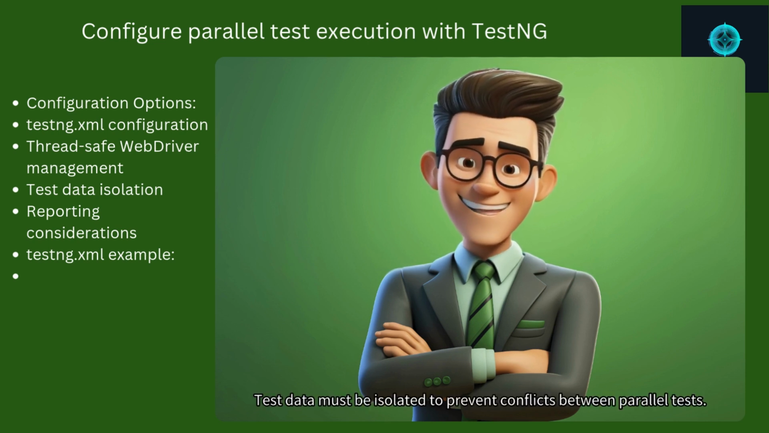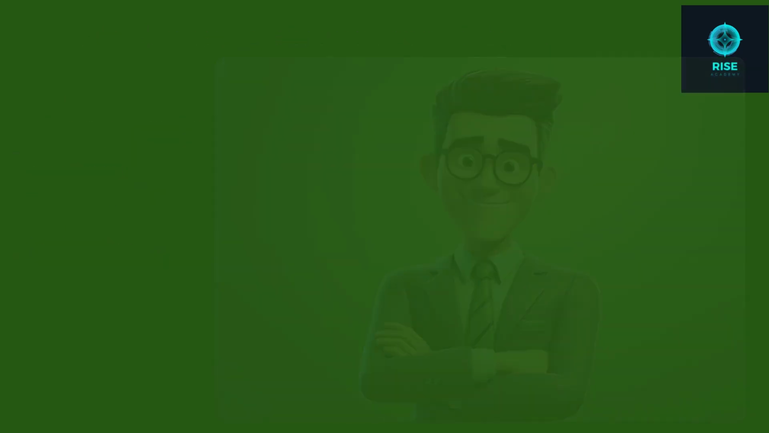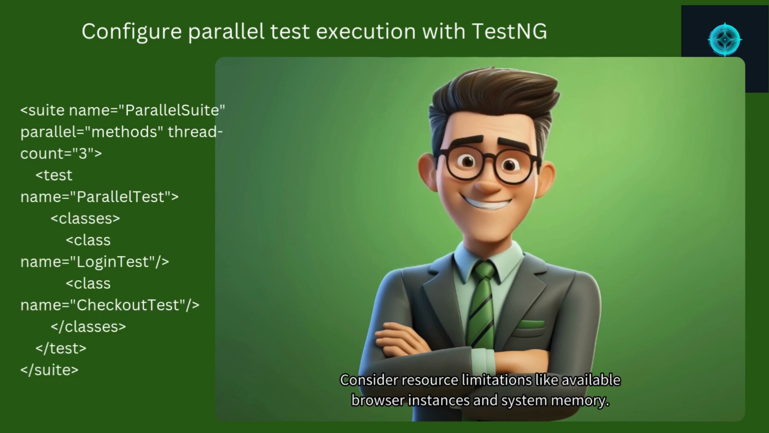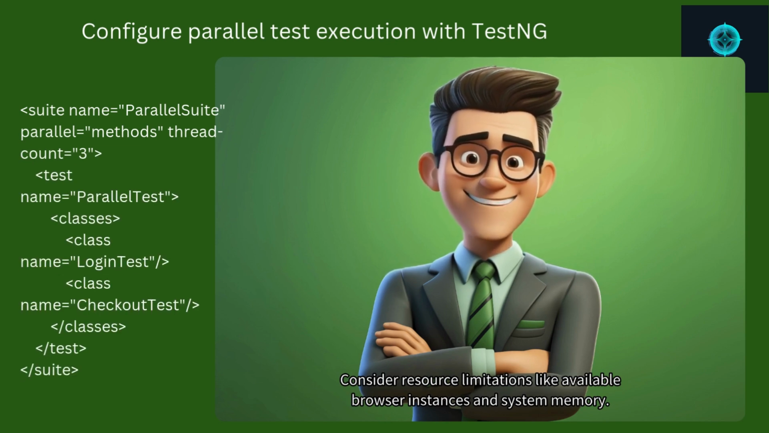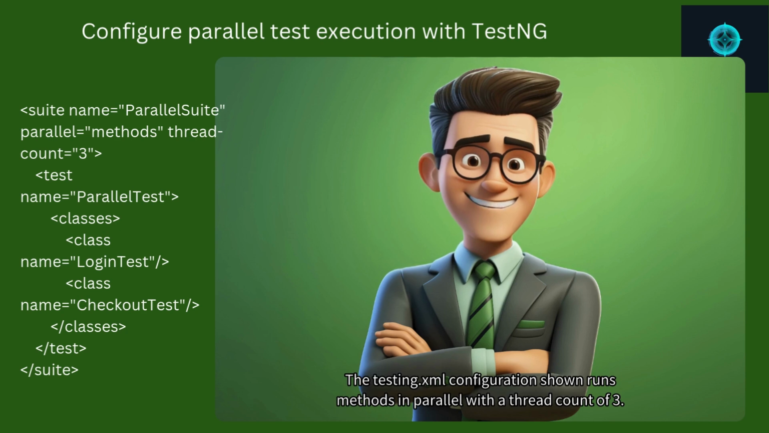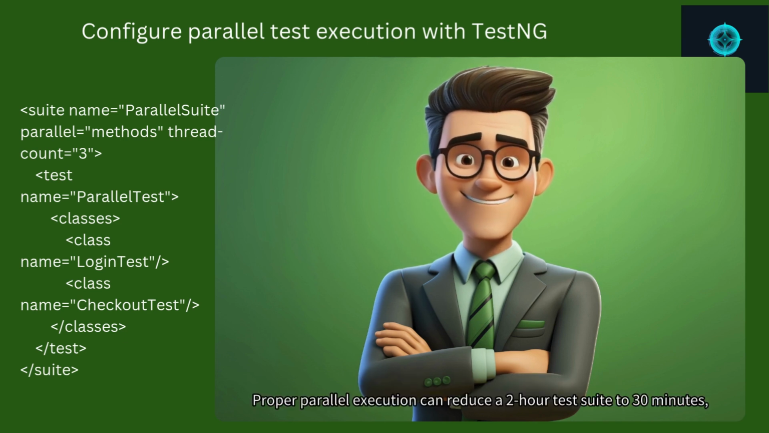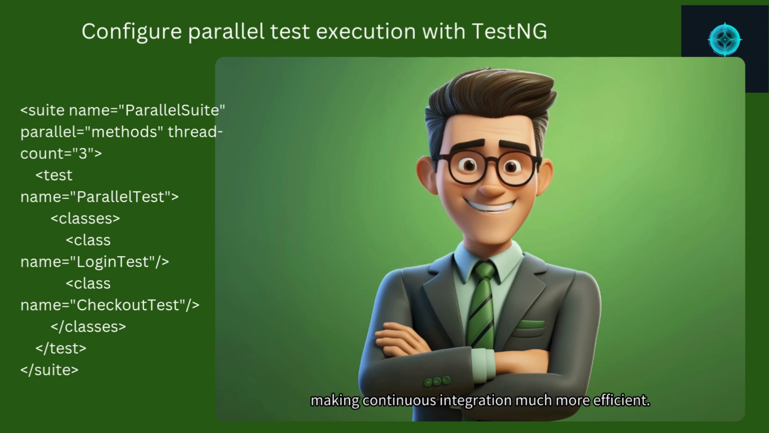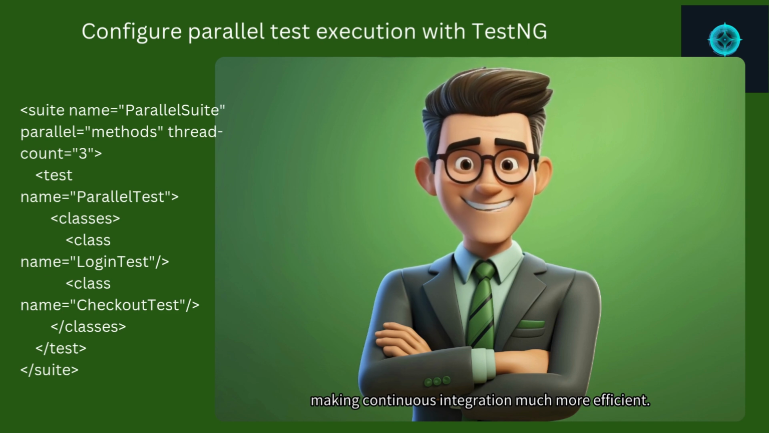Test data must be isolated to prevent conflicts between parallel tests. Consider resource limitations like available browser instances and system memory. The testng.xml configuration shown runs methods in parallel with a thread count of 3. Proper parallel execution can reduce a 2-hour test suite to 30 minutes, making continuous integration much more efficient.